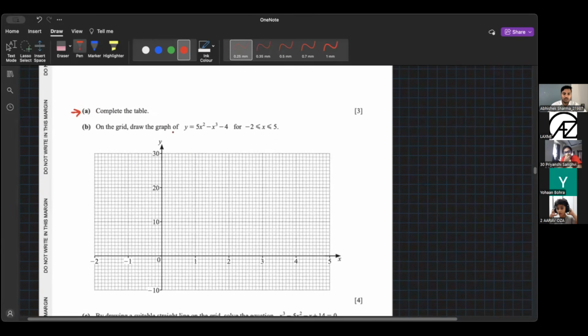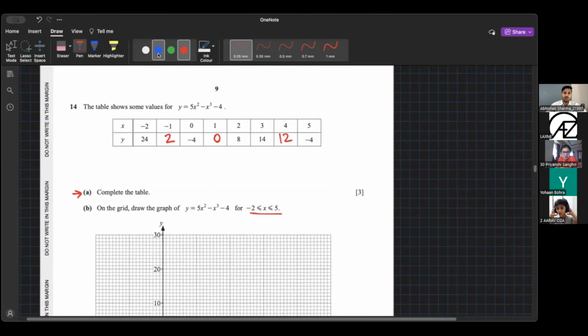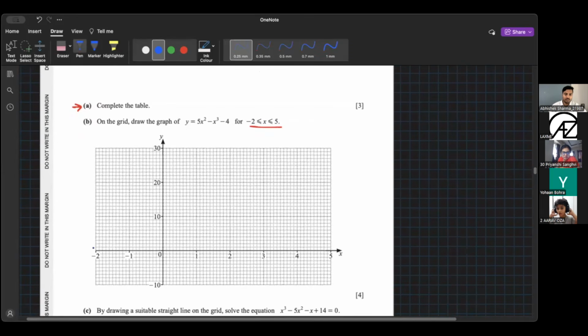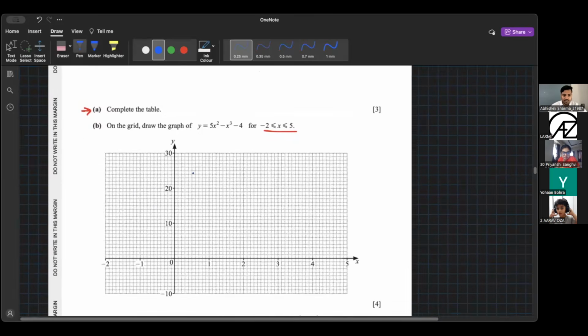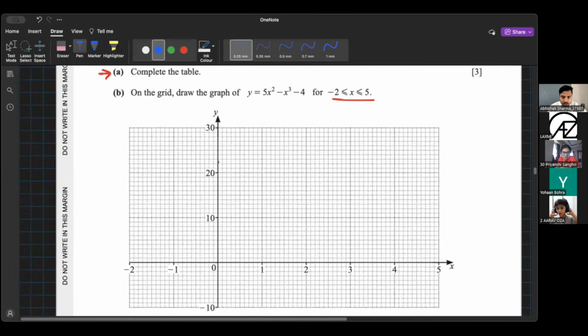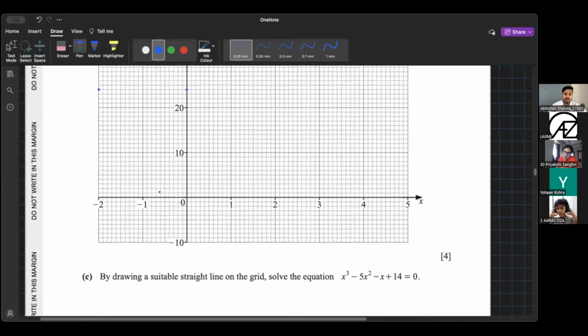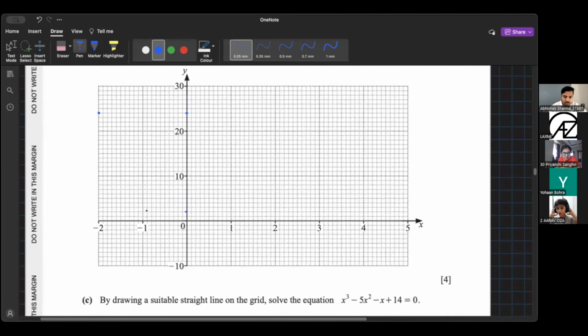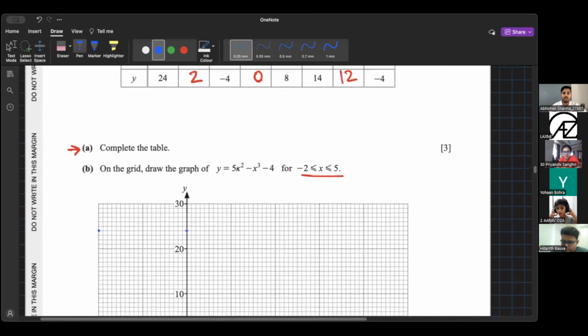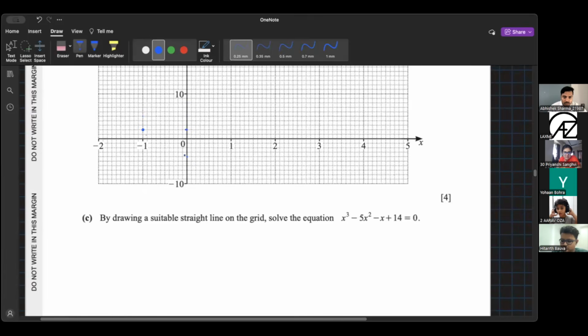Second part, it says on the grid, draw the graph of this for negative 2 to 5. Now the table values for negative 2 to 5 are already carried out for us. So at negative 2 it is 24. Let's mark 24 first. This is 20, and this is going to be 21, 22, 23, 24. Hence 24 will be here. Second, at negative 1 it is 2, so it is going to be here. Third, at 0 it is negative 4, hence here.